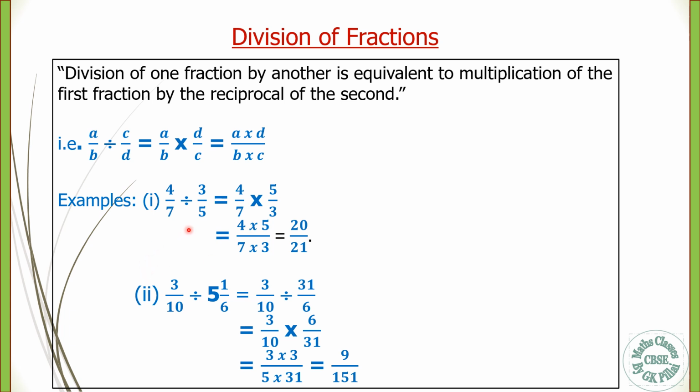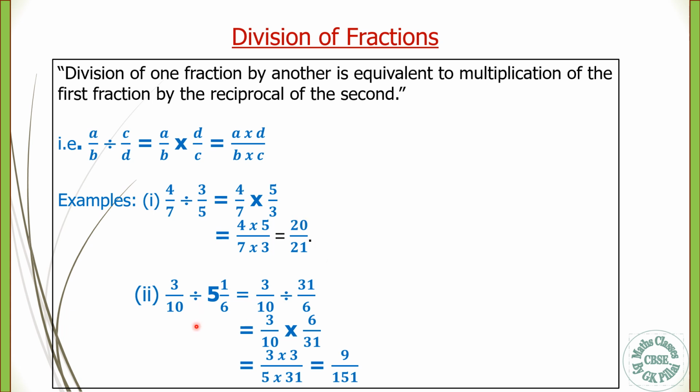Example, 4 by 7 divided by 3 by 5 is equivalent to 4 by 7 into 5 by 3. Now if there is something to cancel out, cancel. Otherwise you can straight away multiply 4 into 5 and 7 into 3 and write it as the fraction.